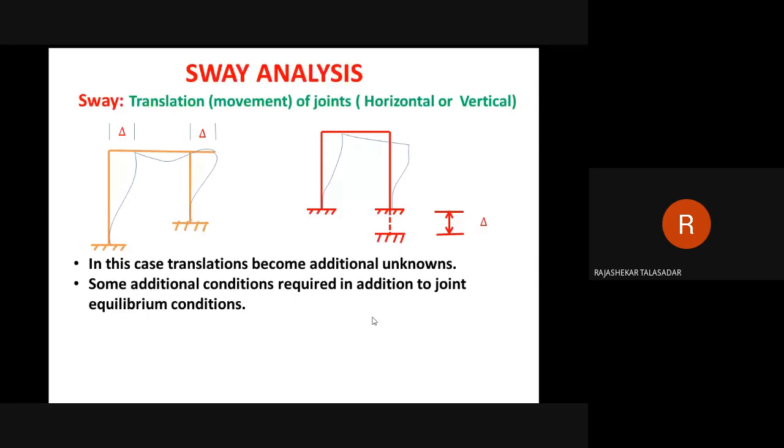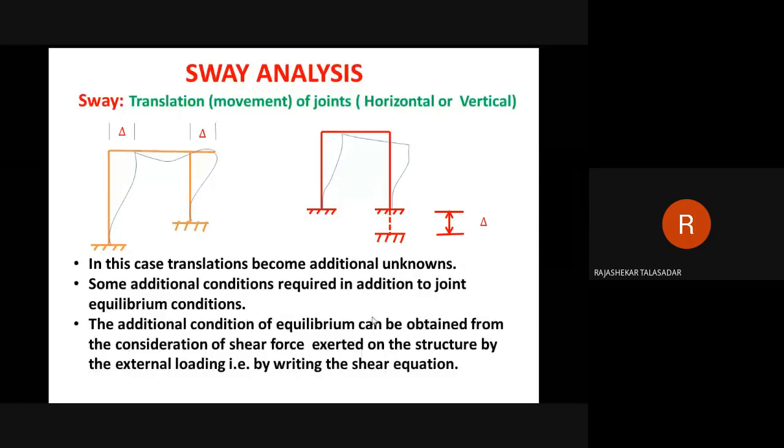The additional condition of equilibrium that we now need to apply comes from the consideration of shear force exerted on the structure by the external loading. That means we call that a shear equation. So what is the shear equation? You have to write down sigma Fx equals 0 for the whole frame, the total frame including both columns and beam. For the frame, shear force means lateral force, which causes the shear.